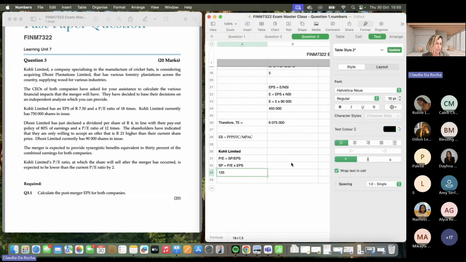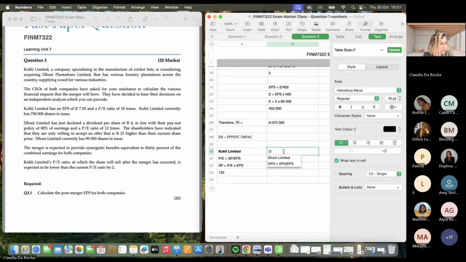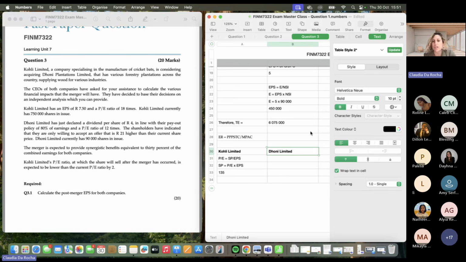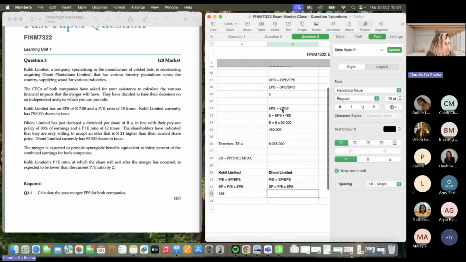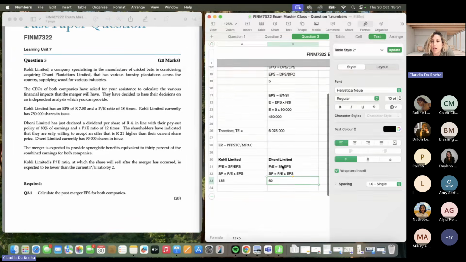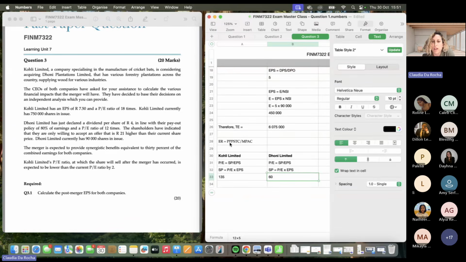I'm now going to look at Donnie. I need the share price for Donnie. I have to use the same formula. The PE for Donnie is 12, and the earnings per share is what we calculated above, which is the 5. So we're going to use that. That gives me 60. That is my share price. I've got my price for my target company and my price for my acquiring company.